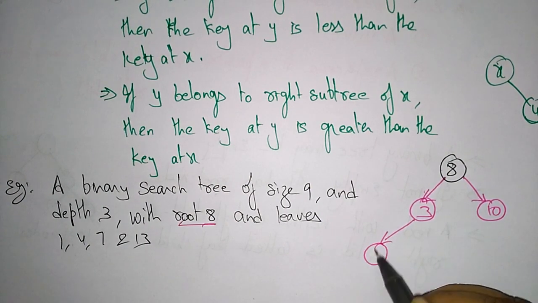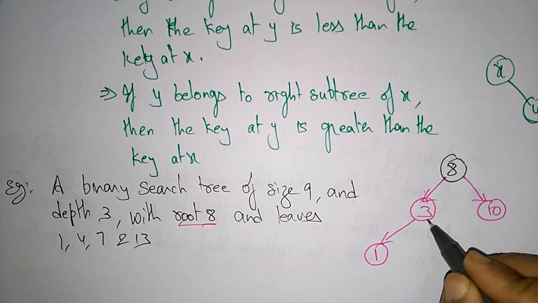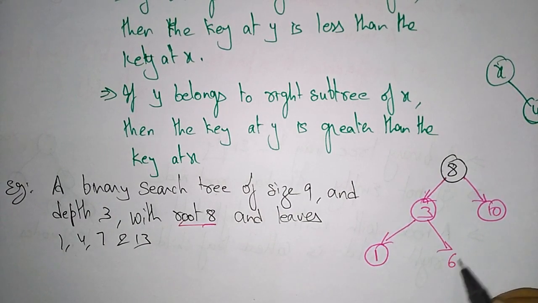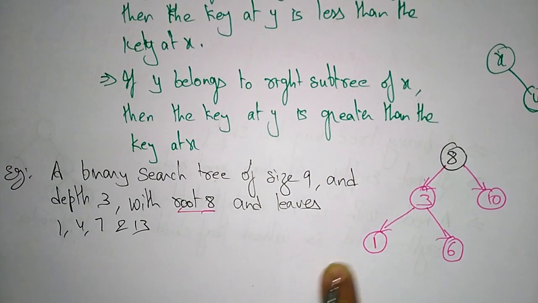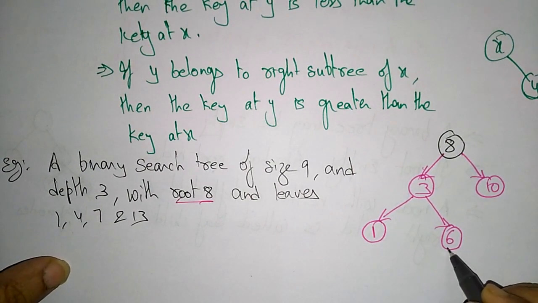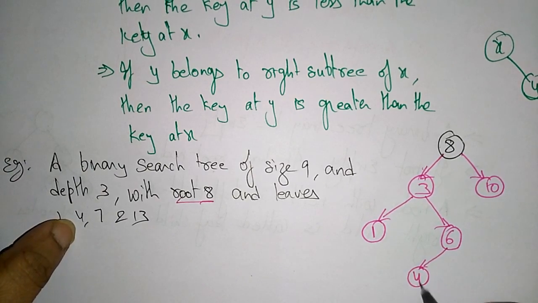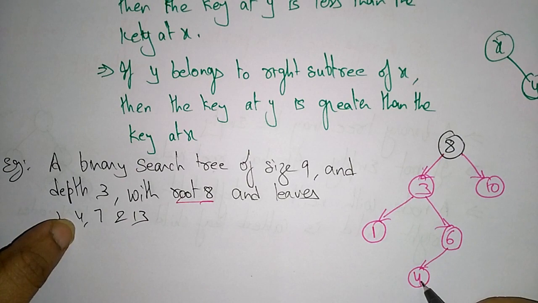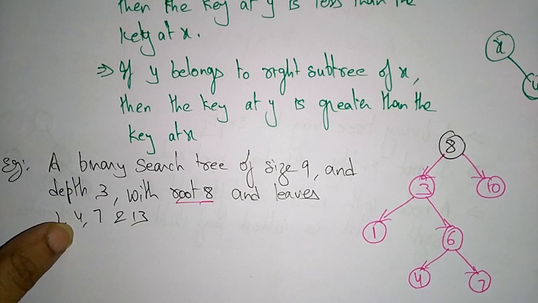So 1 should be less than 3, so it goes on the left side, and on the right side I am writing 6. Here 1 is a leaf node, so don't extend this, because a leaf node doesn't contain any left child or right child. Now coming to 6: 4 is a leaf node, so 4 is less than 6, that's why I have written it here. And here 7 is greater than 6. So 1, 4, 7 are the leaf nodes.